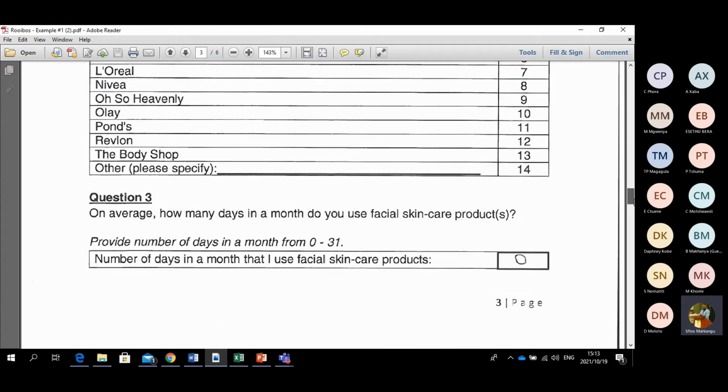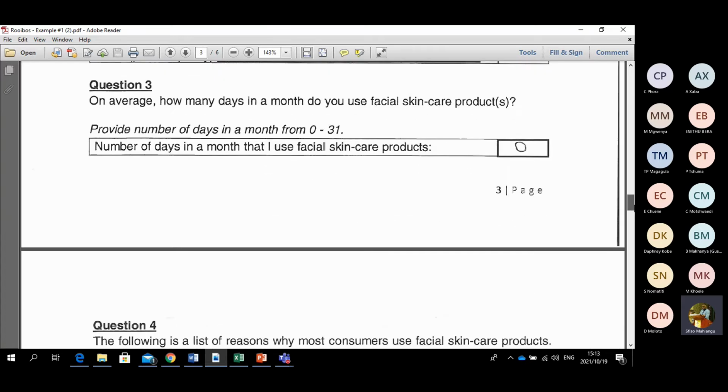With qualitative it is a different scenario. Let me use an example with this question here. Question 3. Can you see this question? It says, on average, how many days in a month do you use facial skincare products? How many answers do we have here that are valid? We've got 32 answers that are valid. So, for example, a person can use 0 there, can use from 1 up until 31, because those are the number of days in a month.